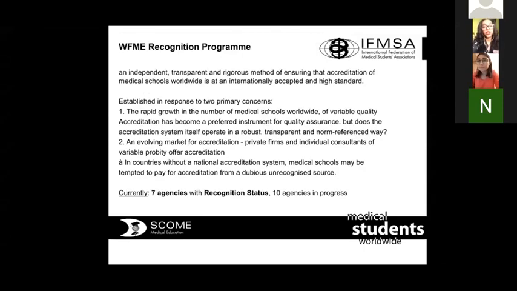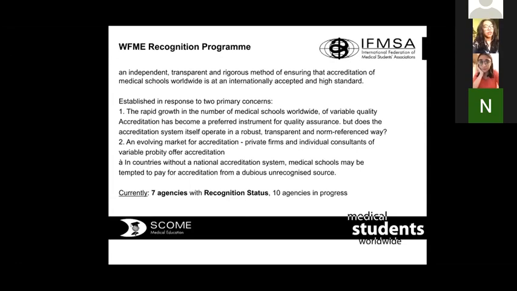To know more about the WFME recognition program: it is an independent, transparent, and rigorous method of ensuring that accreditation of medical schools worldwide meets internationally accepted high standards. The main aim of the recognition program is that WFME wants to ensure that agencies around the world can perform accreditation procedures to very high standards and in a very decent way.